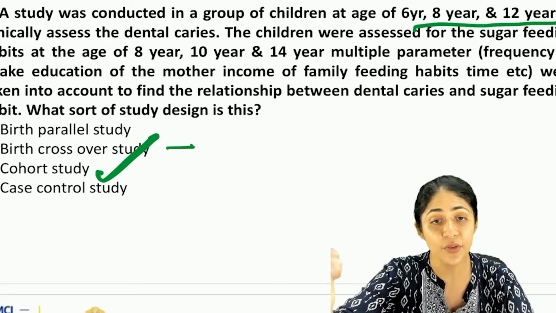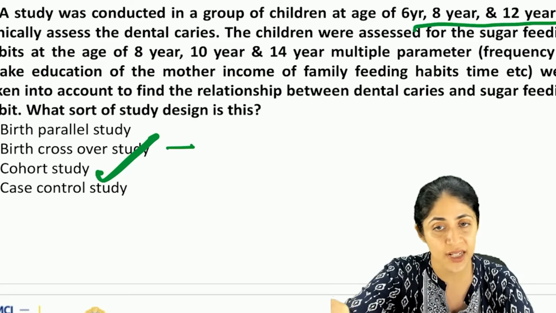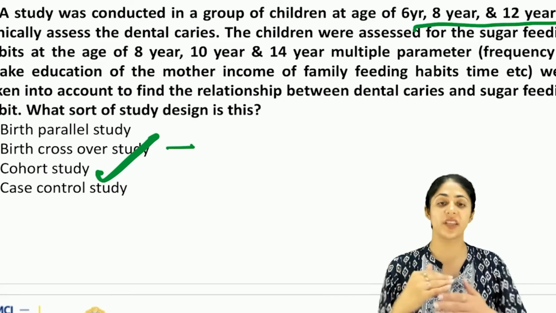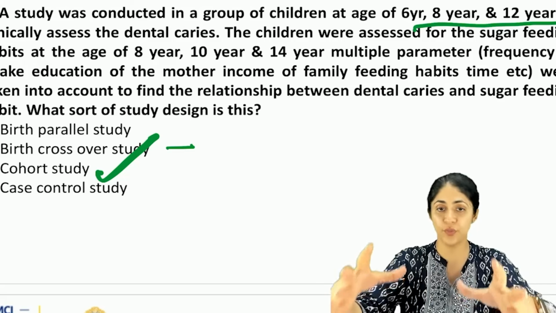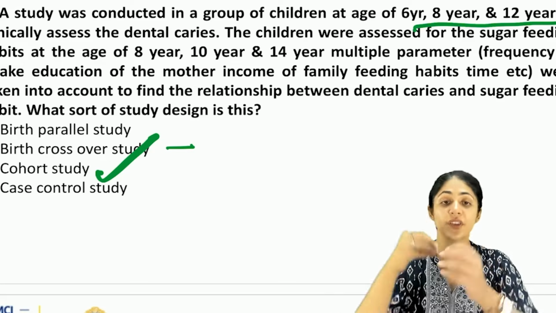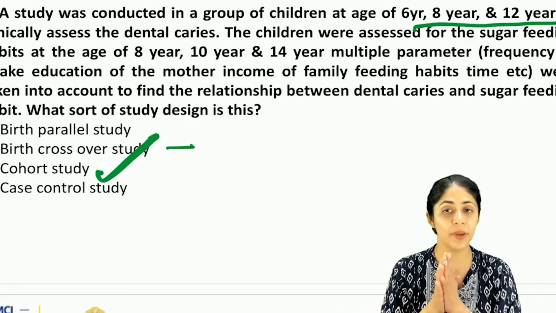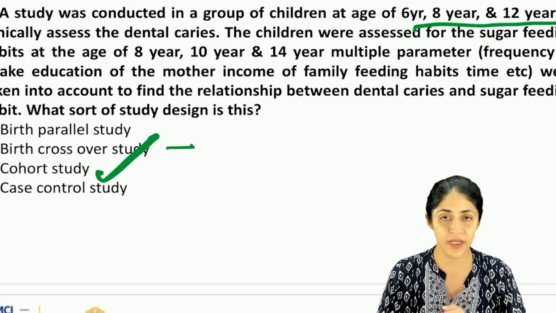Coming to the next one, which is a cross-sectional study. The cross-sectional study is the simplest form of an observational study. What we do in a cross-sectional study is examine only once. Like one time you go to a classroom and study their dental caries status or their habits. So this is done at one point in time, and the results can be projected on the whole population, provided the sampling has been done correctly.